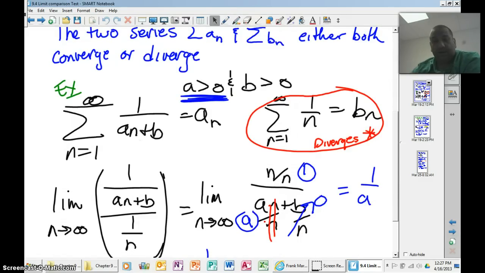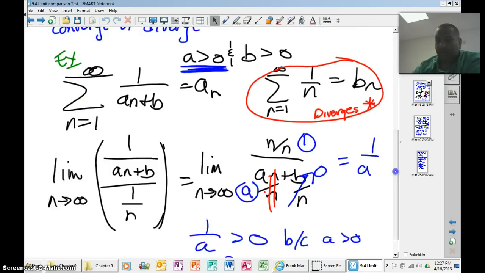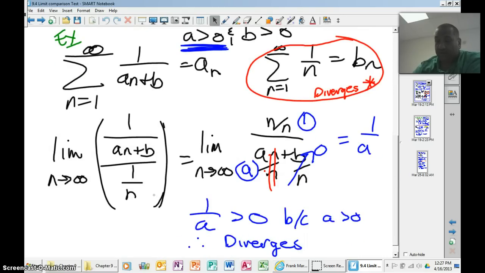Alright, this is harmonic, so it should diverge. You should recognize something n plus something is harmonic, but let's check it out. This is a of n greater than 0 and b of n greater than 0. This is harmonic. So what I'm going to do is compare this to a series that looks like it, 1 over n. We know this diverges.